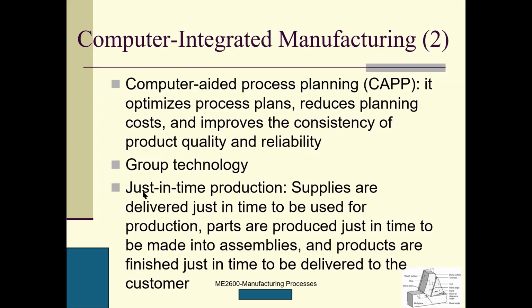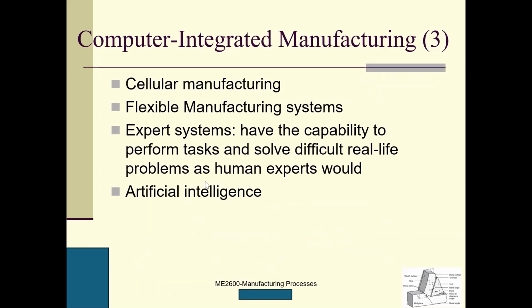manufacturing processes. And just-in-time production: supplies are delivered just in time to be used for production. So parts are produced just in time to meet into assemblies, and products are finished just in time to be delivered to the customer. Just-in-time production. So cellular manufacturing, flexible expert systems, also artificial intelligence. So this is a very hot research area.